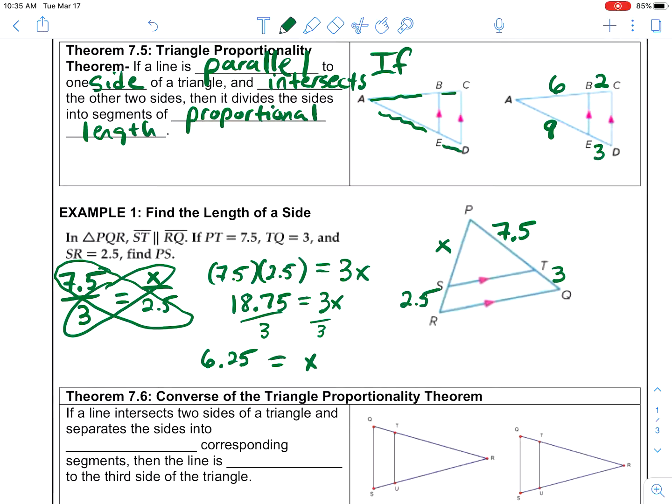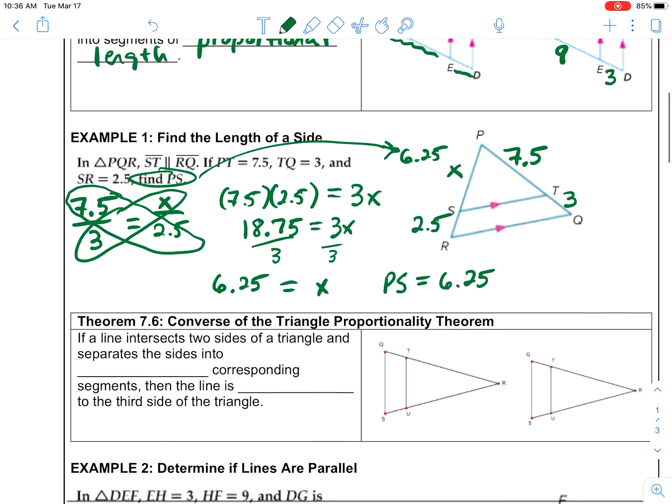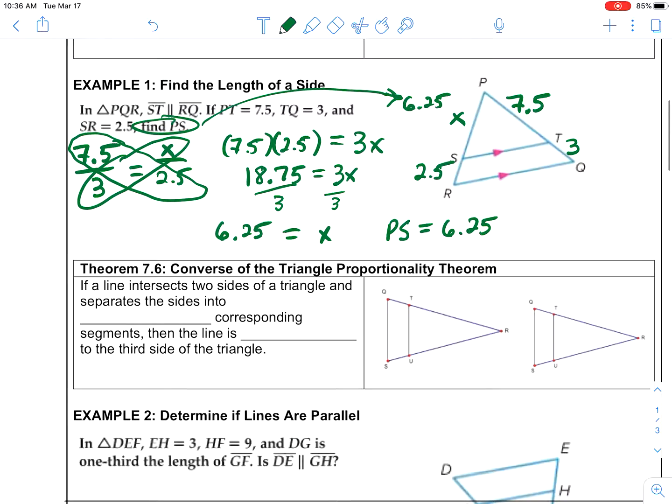So let's just look at what that actually means. So this is 6.25, and we're trying to find PS, so PS is equal to 6.25. So like all of the problems we have done in this unit, really, or almost all of them, we are solving a proportion. So it's just a matter of figuring out how to set up the proportion.